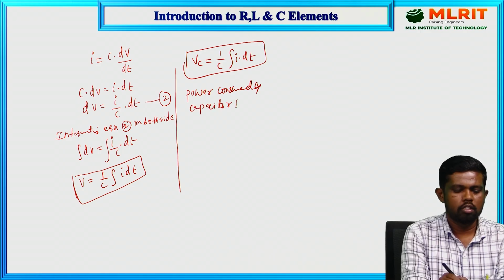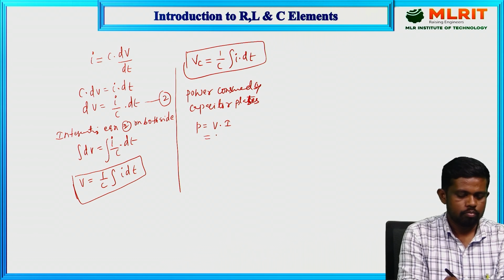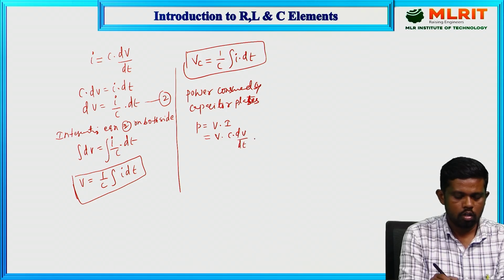So the formula is P equal to V into I. We can take it from electrical power. The applied voltage is the V value, and for the capacitor, the I value is C into dV upon dt. Therefore, the power taken by the capacitor should be equal to V into C into dV upon dt.